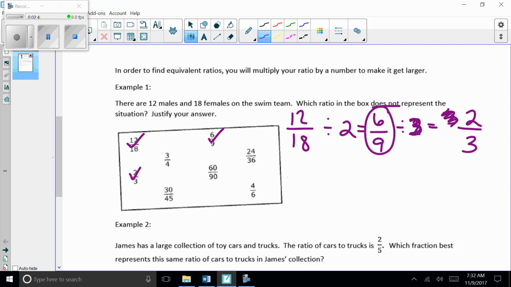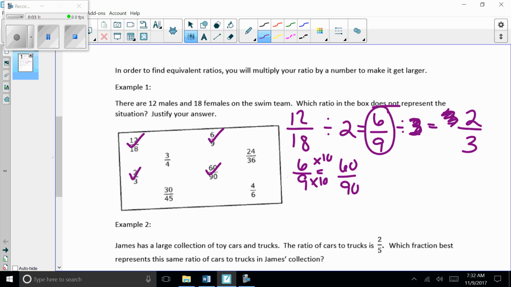6/9. If I'm trying to get it to be 60 over 90, I know that I can multiply both of these by 10. This is your example of when you're going to multiply by a number to make it bigger. Since 6/9 turns into my 60/90, I can cross that out. So if I keep going, let's see, I have 30 over 45.